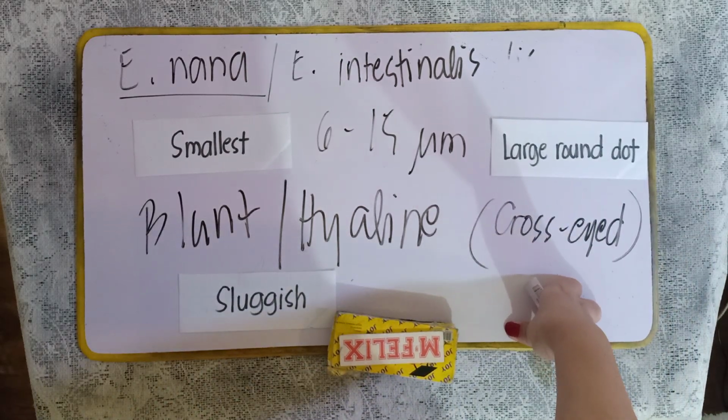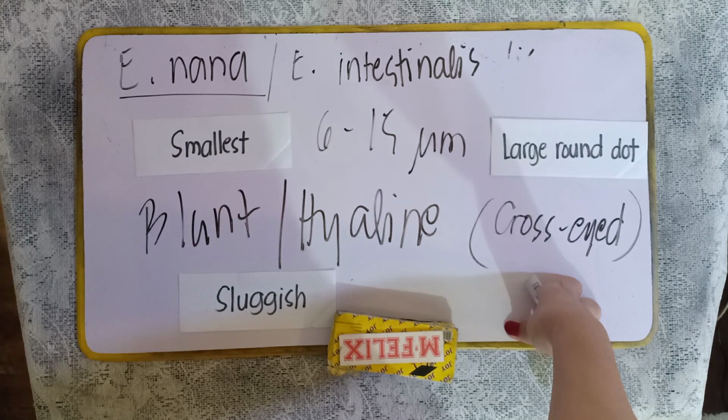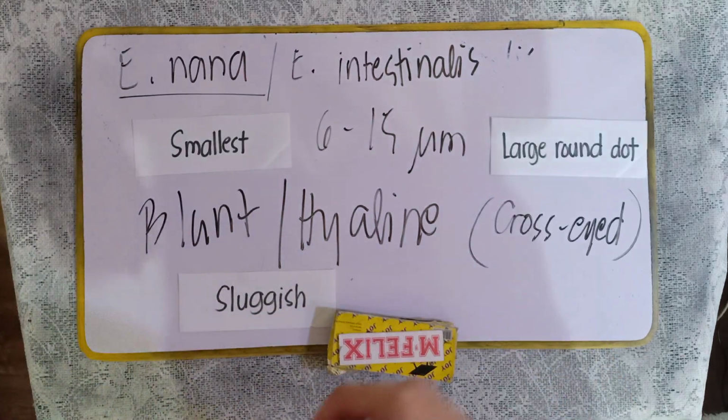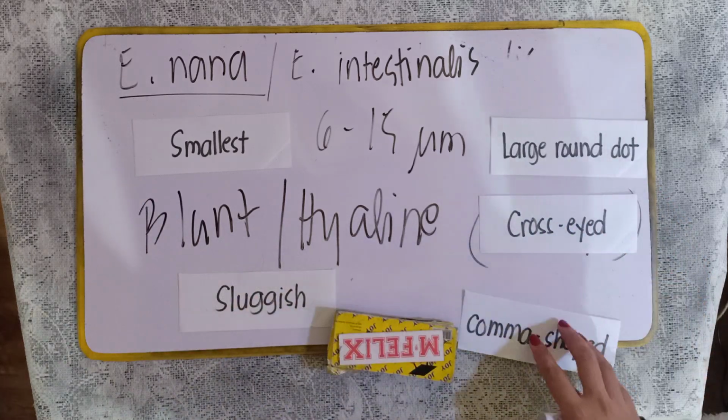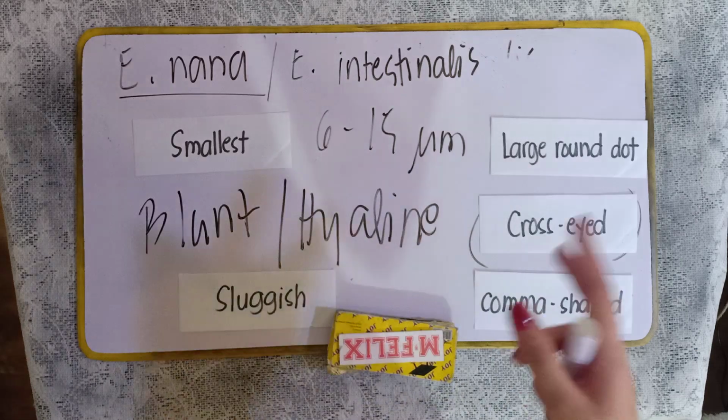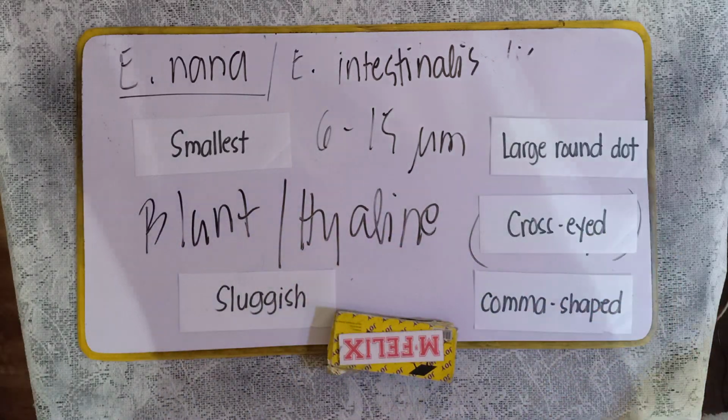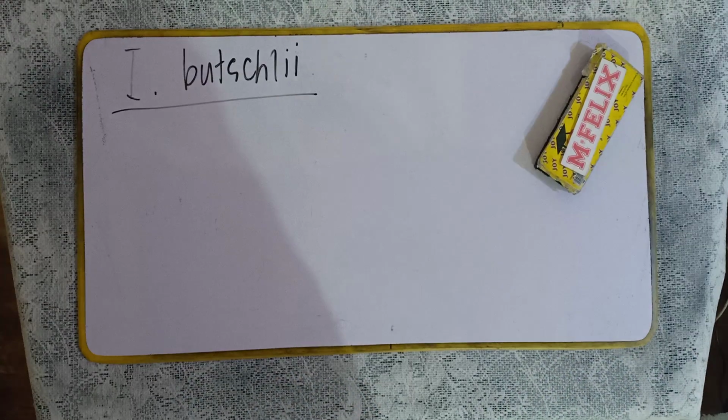Now, the mature cyst has 1 to 4 nuclei with comma-shaped chromatoidal bodies. It has comma-shaped chromatoidal bodies.